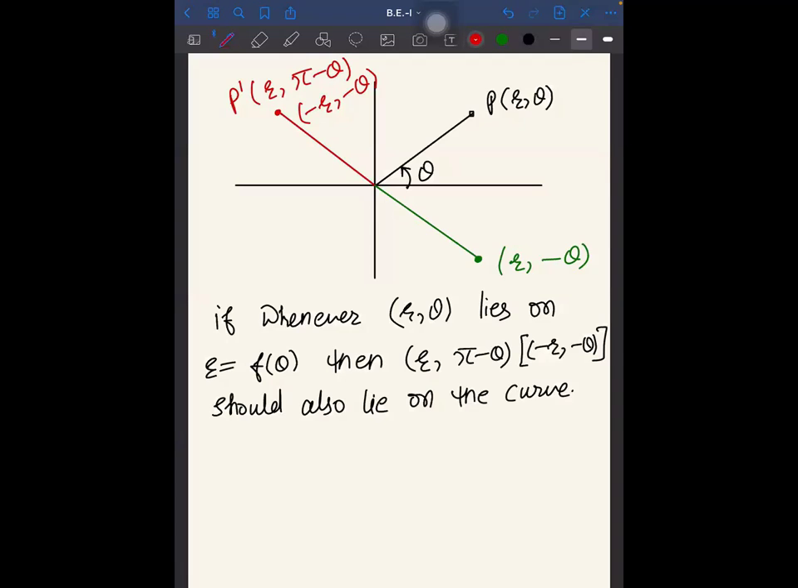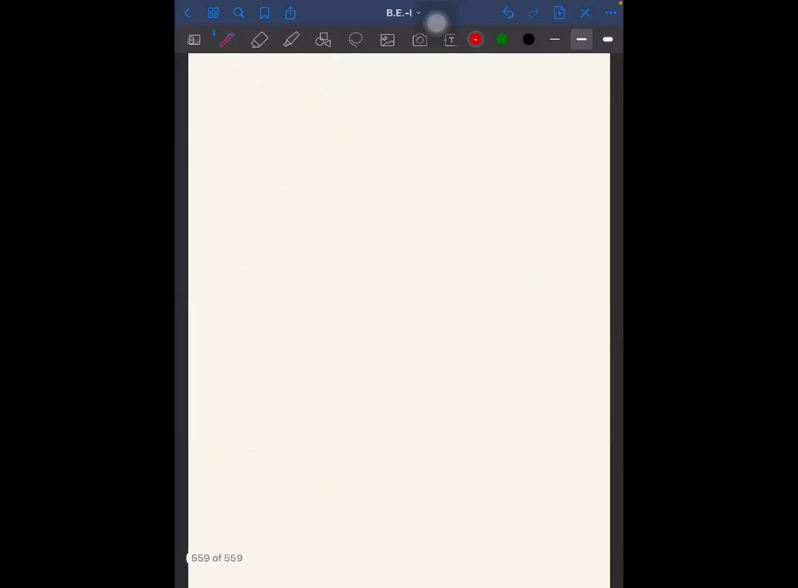So next is symmetry about origin. Right. Now, what about symmetry about origin? That means we'll take the point origin as mirror, and we want that mirror image should also lie on the curve. And then we'll be able to say that our curve is symmetric about the origin. So let's understand through the image.